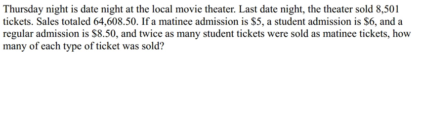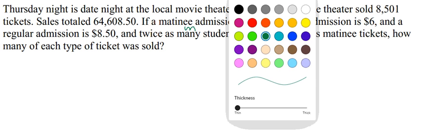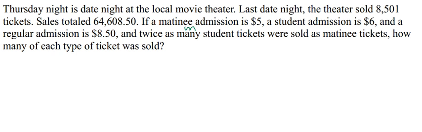Thursday night's date night. Last date night, the theater sold 8,501 tickets, totaling a certain amount of dollars. Matinee admission is $5. Student admission is $6, and regular admission is $8.50. So we have three variables here, and let's create a system. I'm going to call matinee tickets M, student admission S, and regular R.